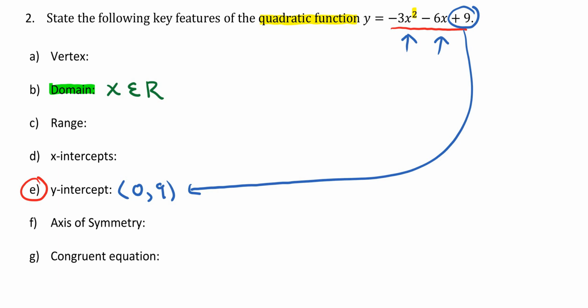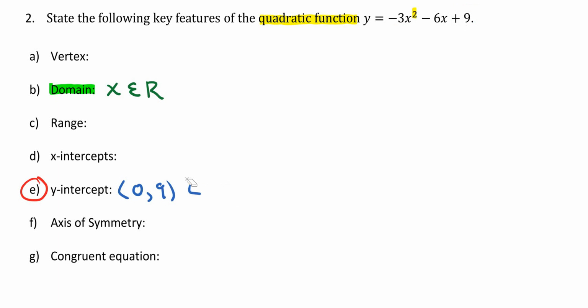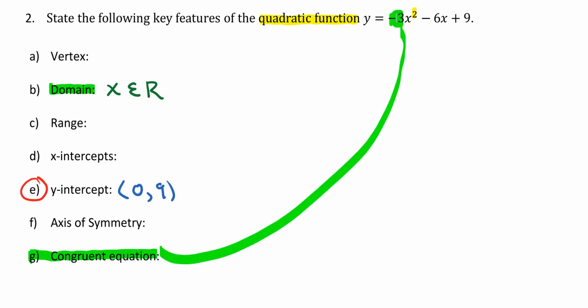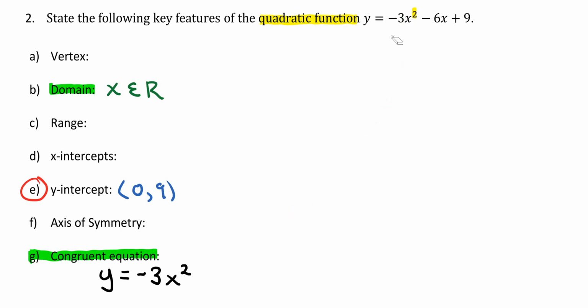And one more thing that we can do right away is probably the congruent equation here. So take a look at the a value. The a value here, or the leading coefficient, is -3. So we can say that the congruent equation is equal to the leading coefficient, which is -3, and has the same shape as this parabola. Those are some things we can do right away, and let's see if we can figure out the rest here.